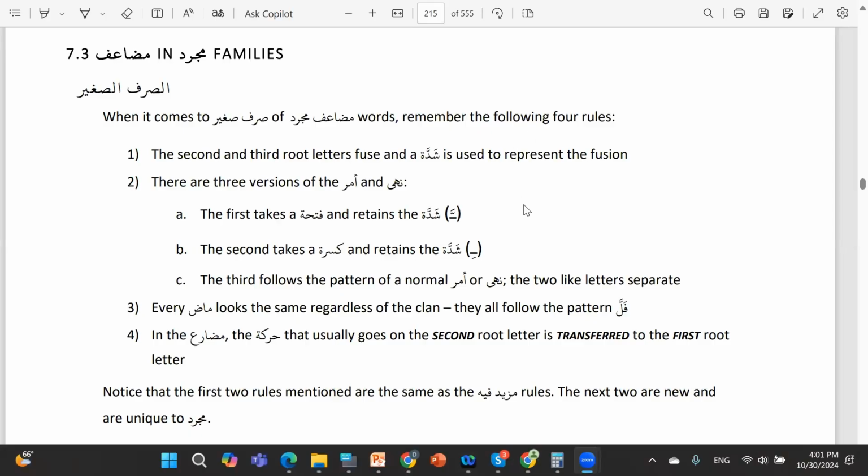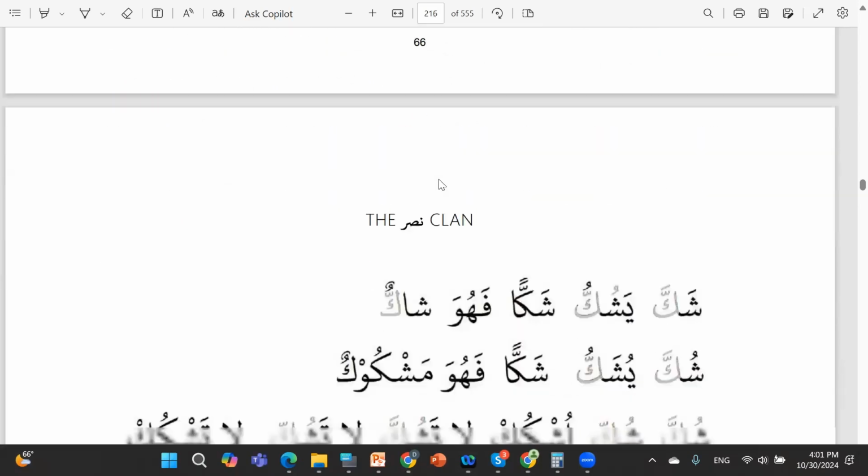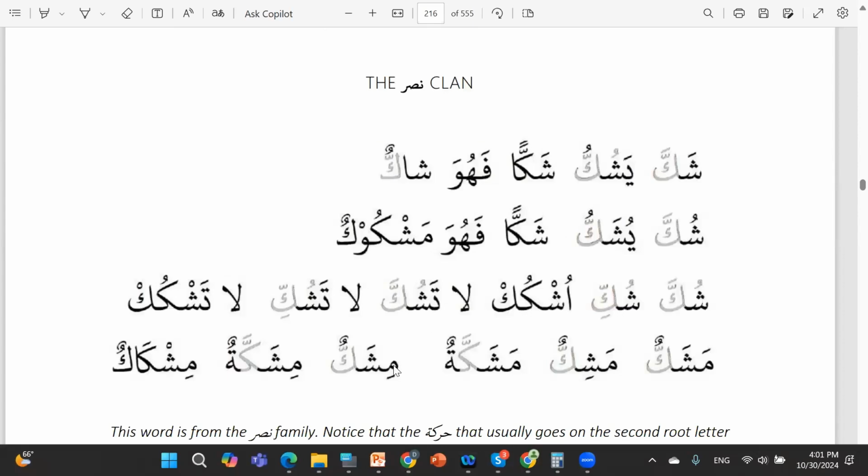So this is your dream textbook, the page is 215, and we are learning Muda'af and Mujarrad families. The unit is 7.3. We just learned these rules, and we just did this example. Now the next one, which is from which subclan? From Nasara. Again, the past tense is coming on the pattern of falla, shakka.